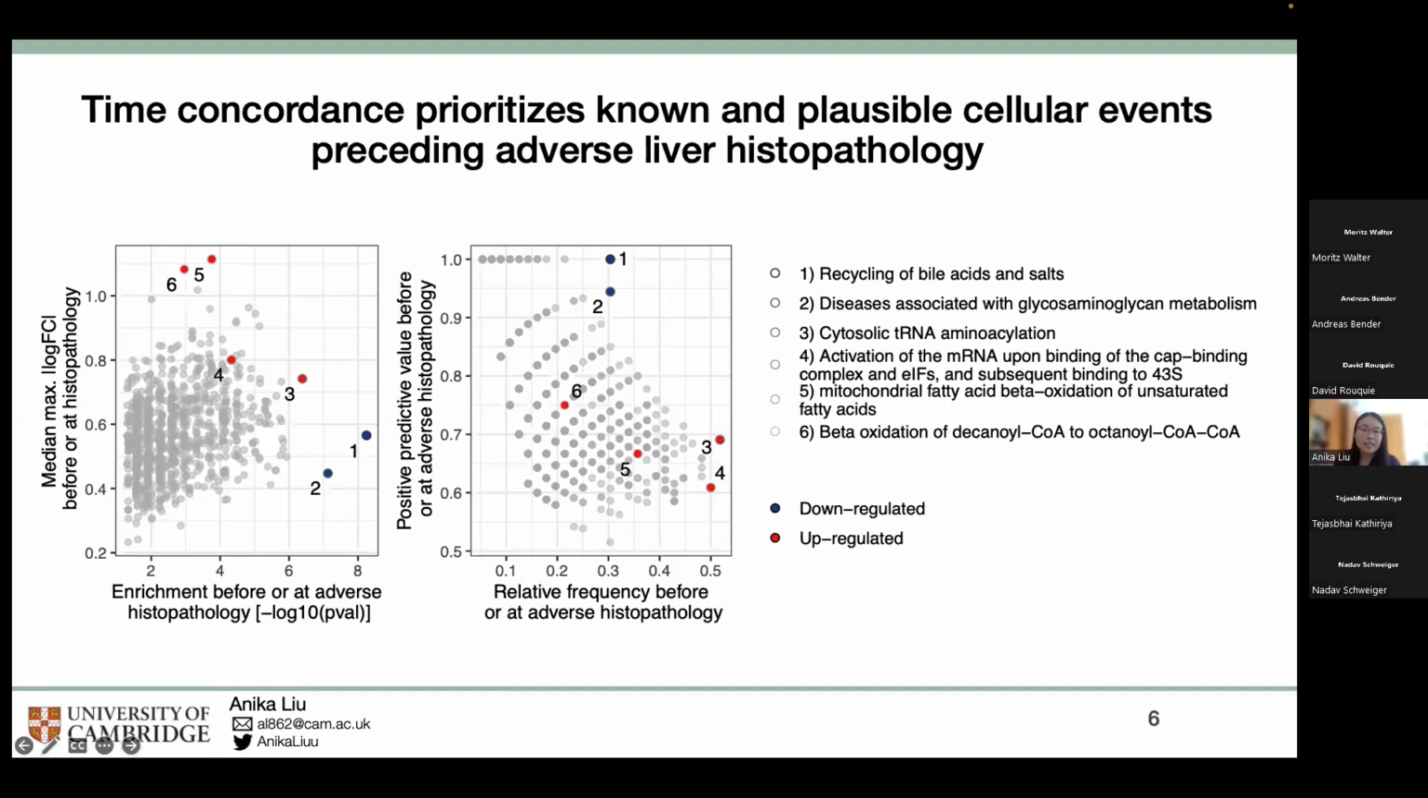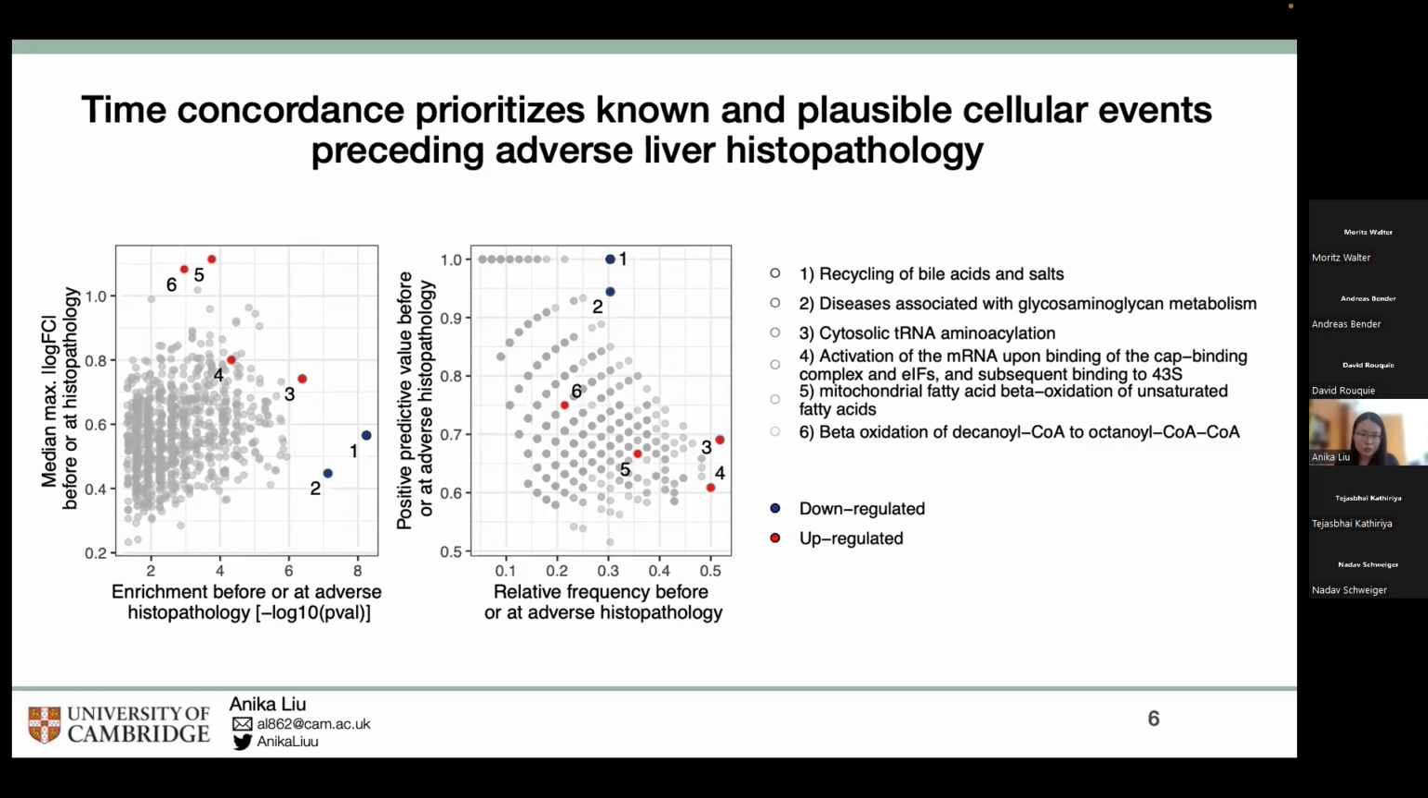I also highlighted the two events with the highest log fold change observed before injury, and these point to changes in fatty acid beta oxidation. So these pathways are not the most frequent or specific, but they change strongly. This seems to be an additional useful metric on top of the time concordance itself. Overall, we're able to characterize the time concordance of events using these different metrics, and can also link this to different biological functions. And this was found to prioritize plausible and known events.